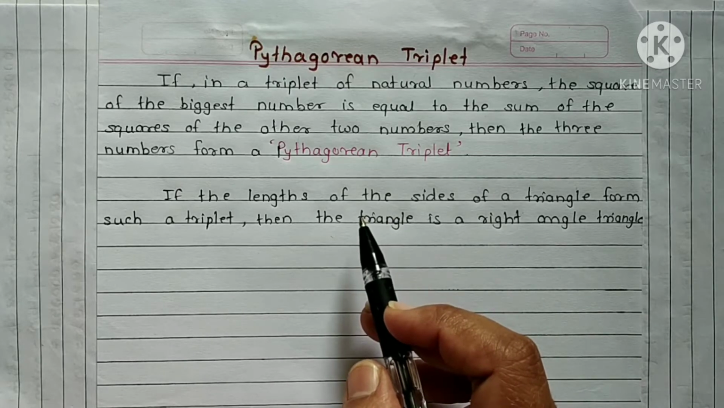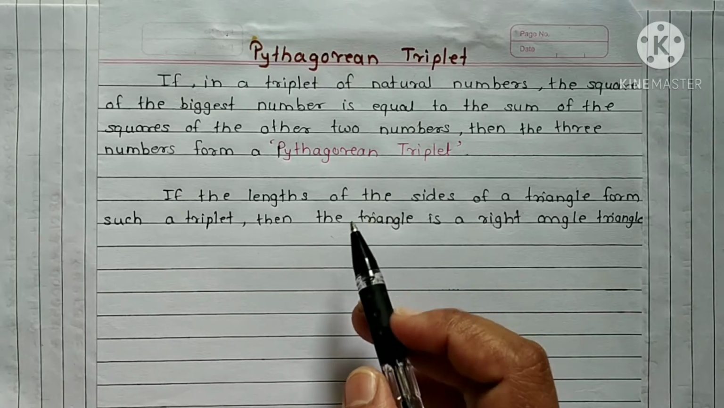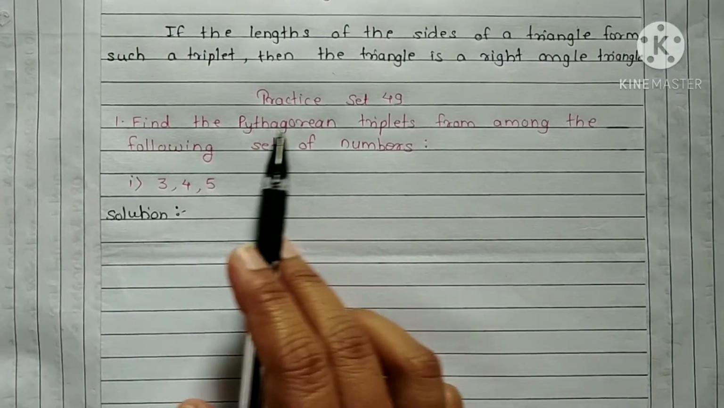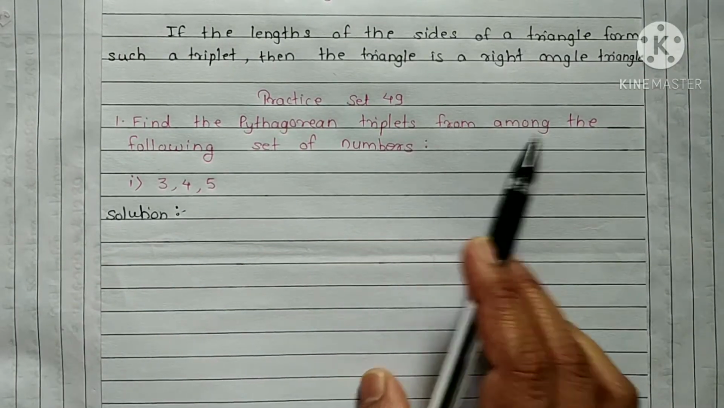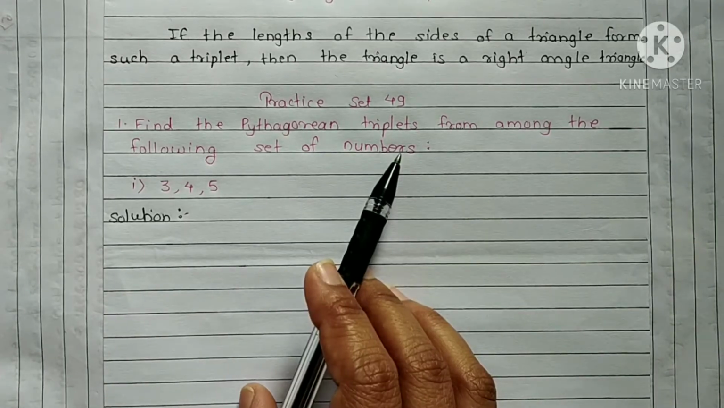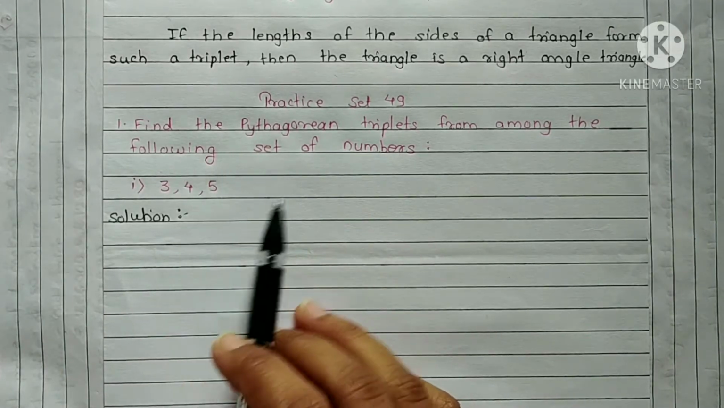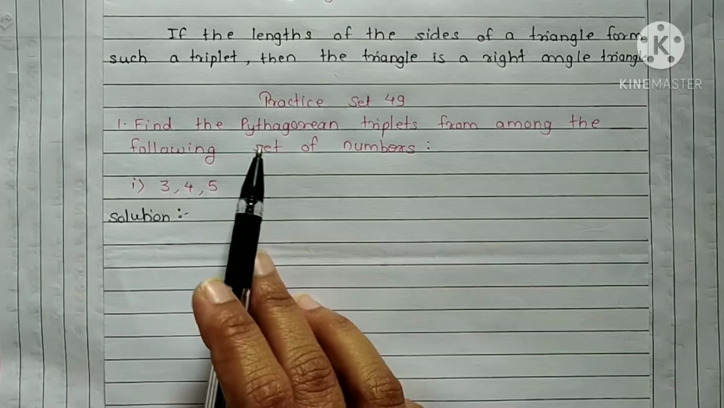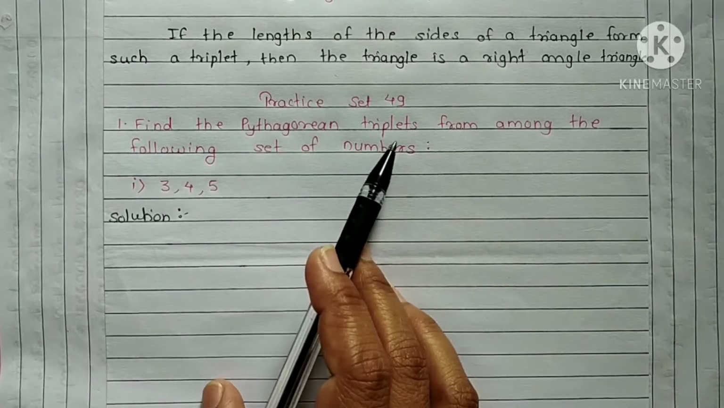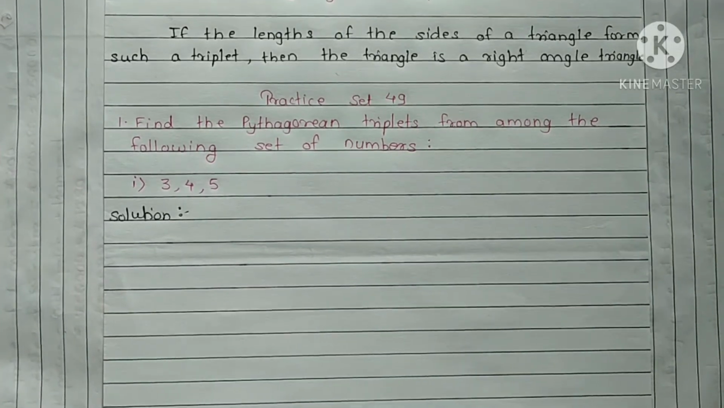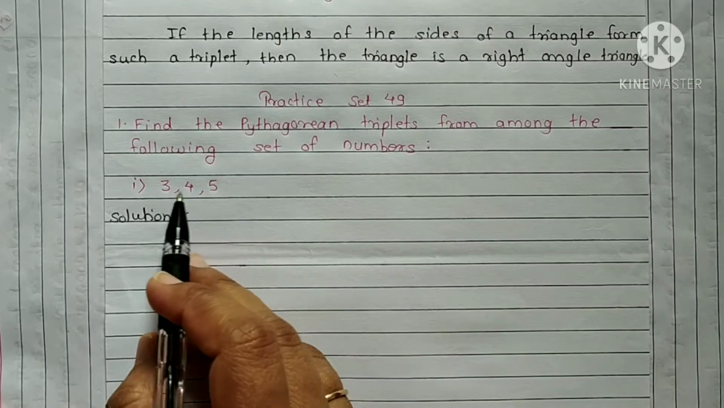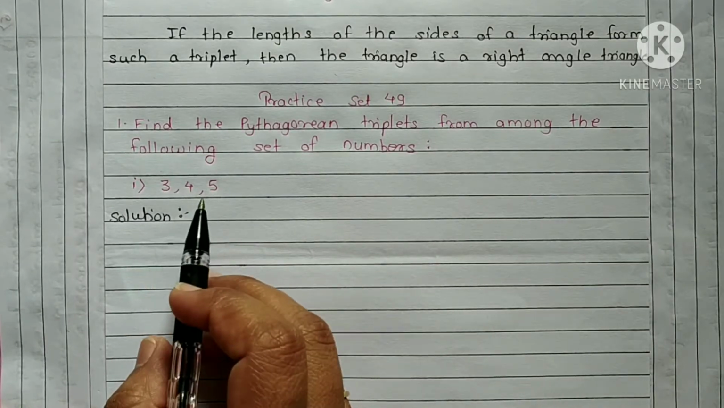Now we have to see how to solve examples in practice set 49. Find the Pythagorean triplets from among the following set of numbers. In this question some triplets are given and we have to find the Pythagorean triplets. First triplet is 3, 4, 5. Now we verify whether this triplet is a Pythagorean triplet or not.